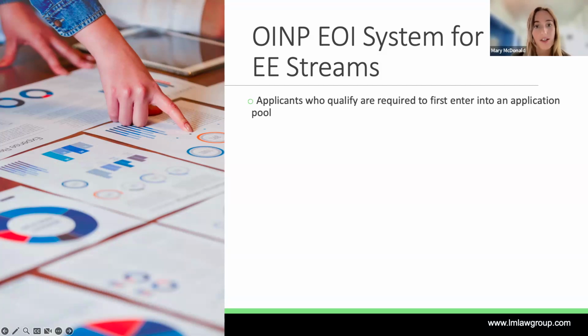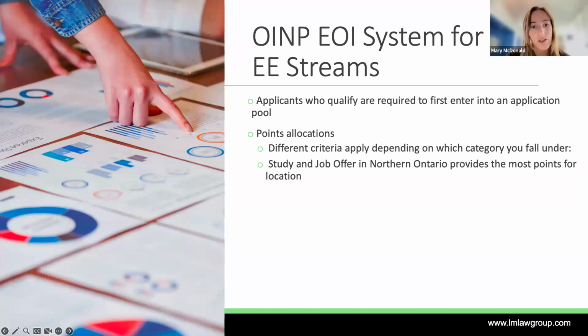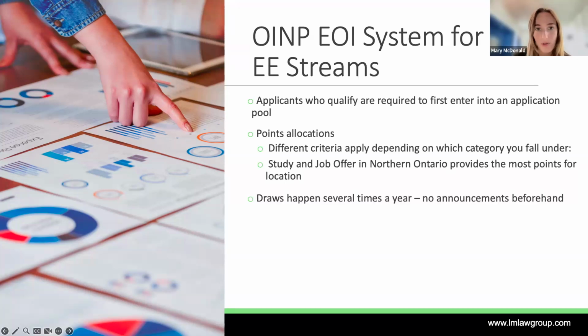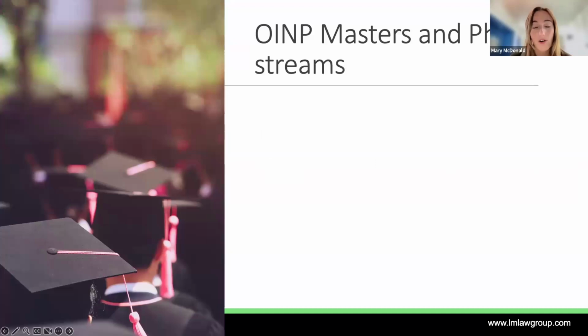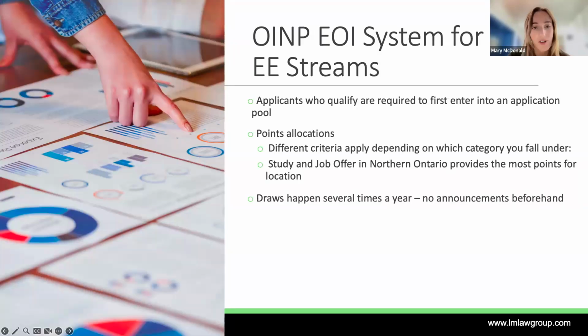These streams use what's called an expression of interest system, where you register your profile with OINP. You get a certain number of points, and then you're waiting for OINP to do a draw for your point level. They don't announce beforehand when they're going to do draws under these streams, which is why if you do qualify under one of them, it's really important to get into the pool as soon as you can. There are also different point calculations under this stream. For example, age isn't a factor, but location is a very important aspect of the expression of interest streams.